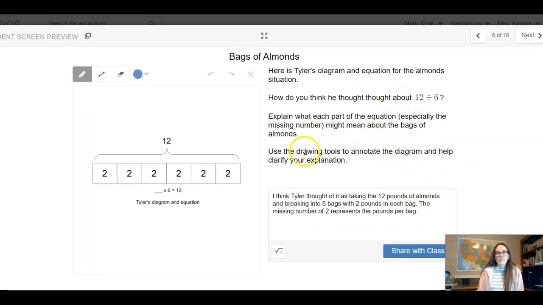Whereas Tyler thought of this problem a different way. I feel like Tyler's looking at it as 12 divided by 6, dividing it into 6 bags, and this time our missing value is the 2, meaning 2 pounds in each of the 6 bags. So we get that same quotient of 2 for both situations, but they're definitely thinking about them in different ways.